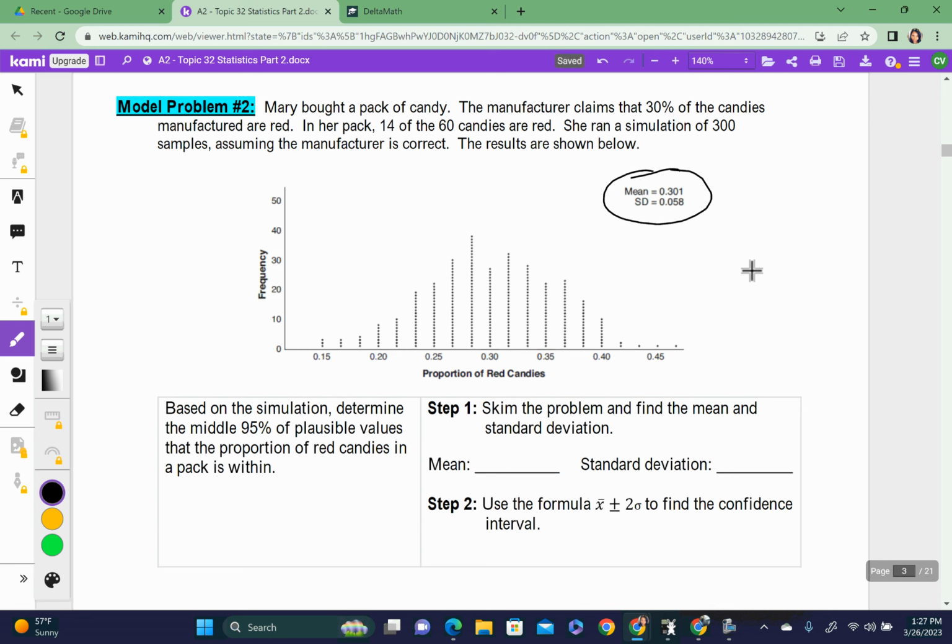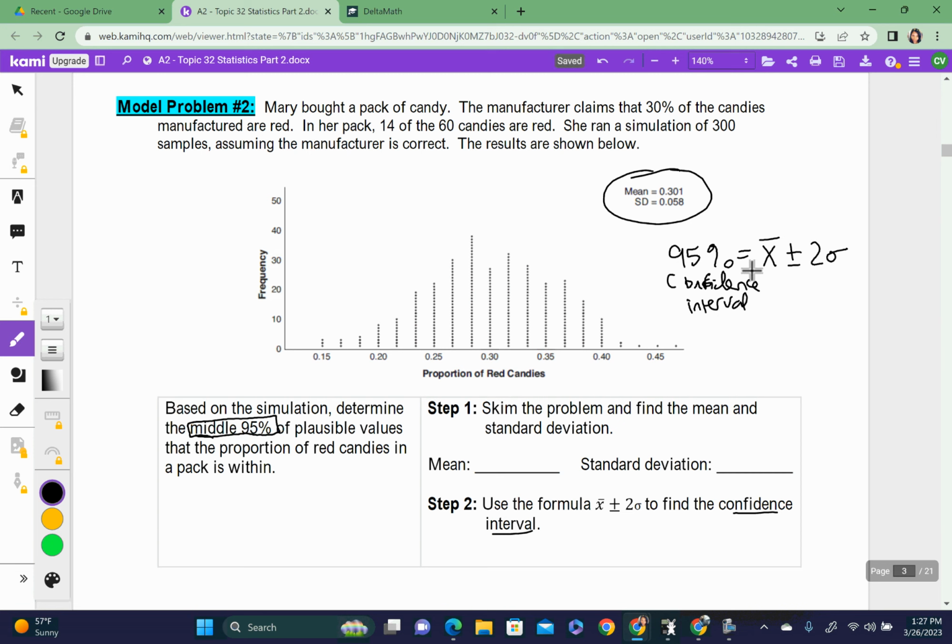And how do I know I'm skimming for that? Because it says the middle 95%. So you should definitely write this down. Whenever it says the middle 95%, the formula is always going to be take the mean plus or minus 2 times the standard deviation. Please write that down. To find the 95% confidence interval, you do mean plus or minus 2 times the standard deviation.